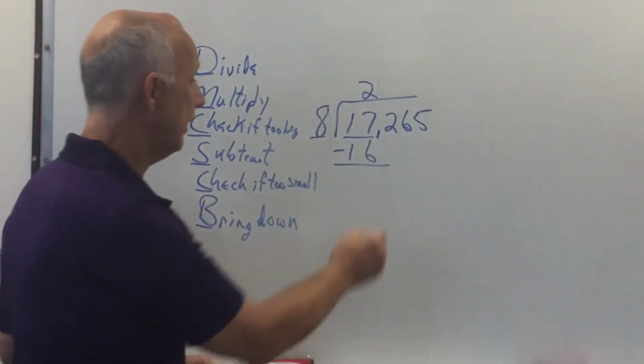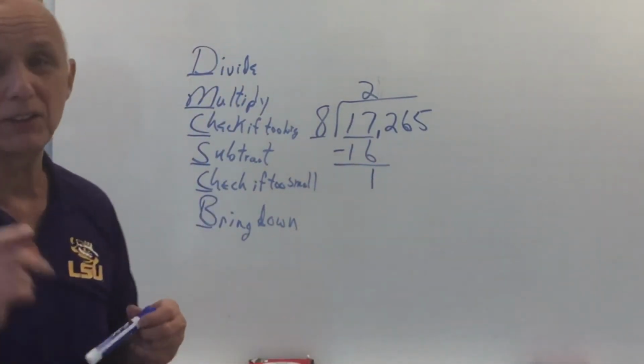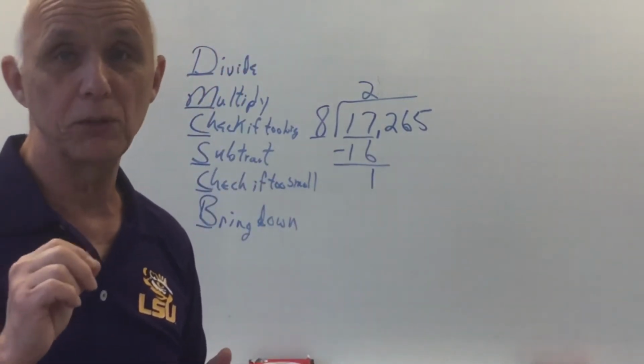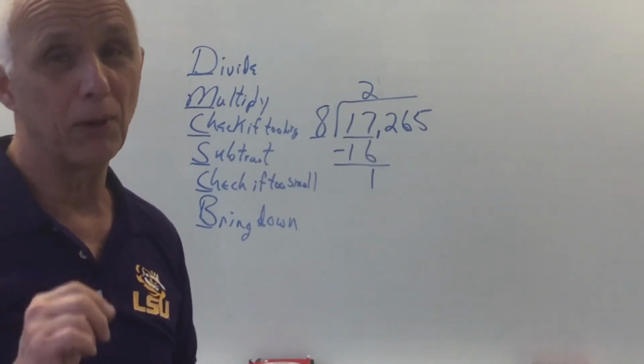17 minus 16 is 1. Now you have to check if too small. And this is the one that gets to be tricky. Usually people can check if too big without any trouble. But check if too small is a bigger problem.